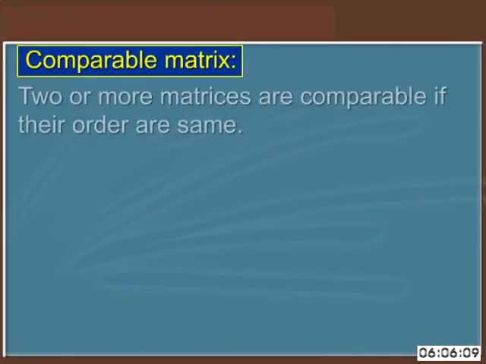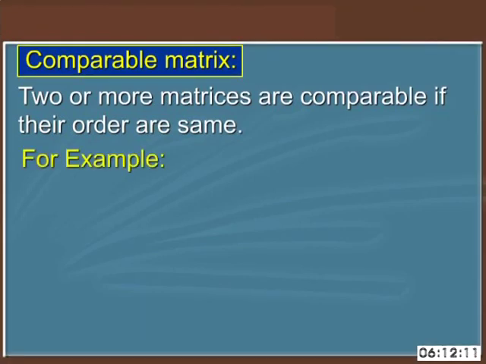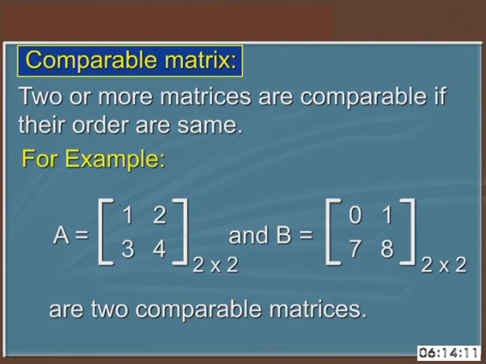Comparable matrix: two or more matrices are comparable if their orders are same. For example, matrix A, which is a square matrix of order 2 having first two elements as 1 and 2, second two elements as 3 and 4, and matrix B, which is also a square matrix of order 2 having first two elements as 0 and 1, second two elements as 7 and 8, are two comparable matrices.